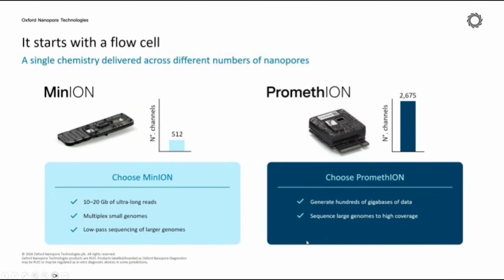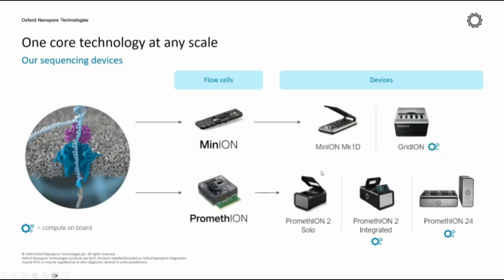Depending on the requirements, we have the option to choose MinION or PromethION flow cells. And based on the flow cell chosen, that decides what devices can be used to do the sequencing.